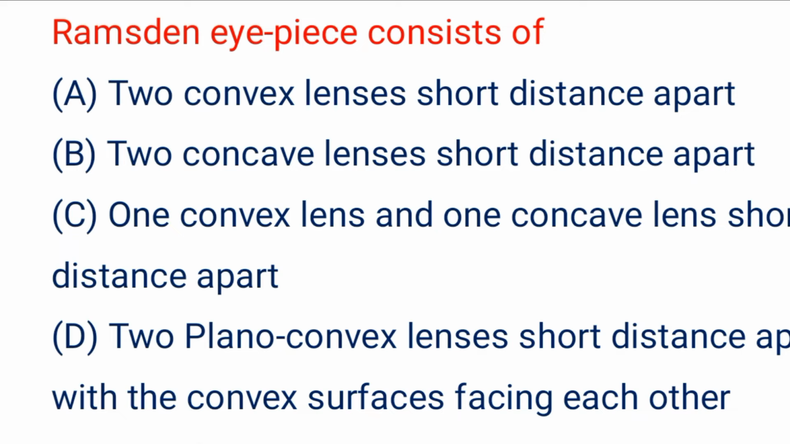Next question, Ramsden eyepiece consists of option A, two convex lens short distance apart, option B, two concave lens short distance apart, option C, one convex lens and one concave lens short distance apart, option D, two plano-convex lens short distance apart with the convex surface facing each other. So the correct answer is option D, two plano-convex lens short distance apart with the convex surface facing each other.